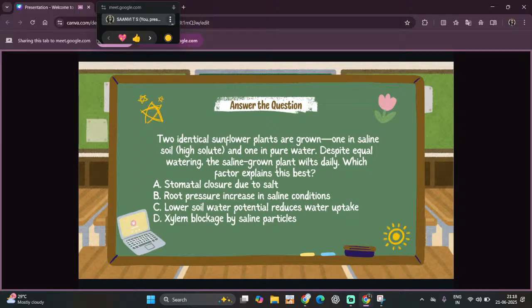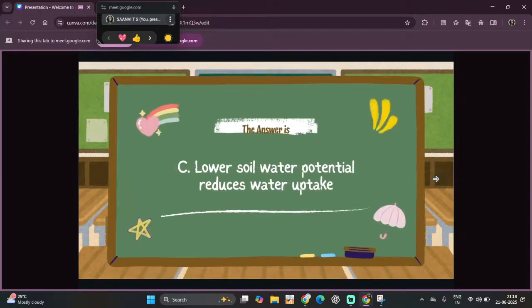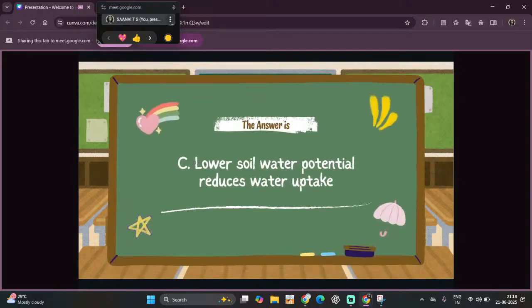Okay, so I can see there is quite a competition between C and D. So let's check the correct answer now. It's C, lower soil water potential reduces water uptake.